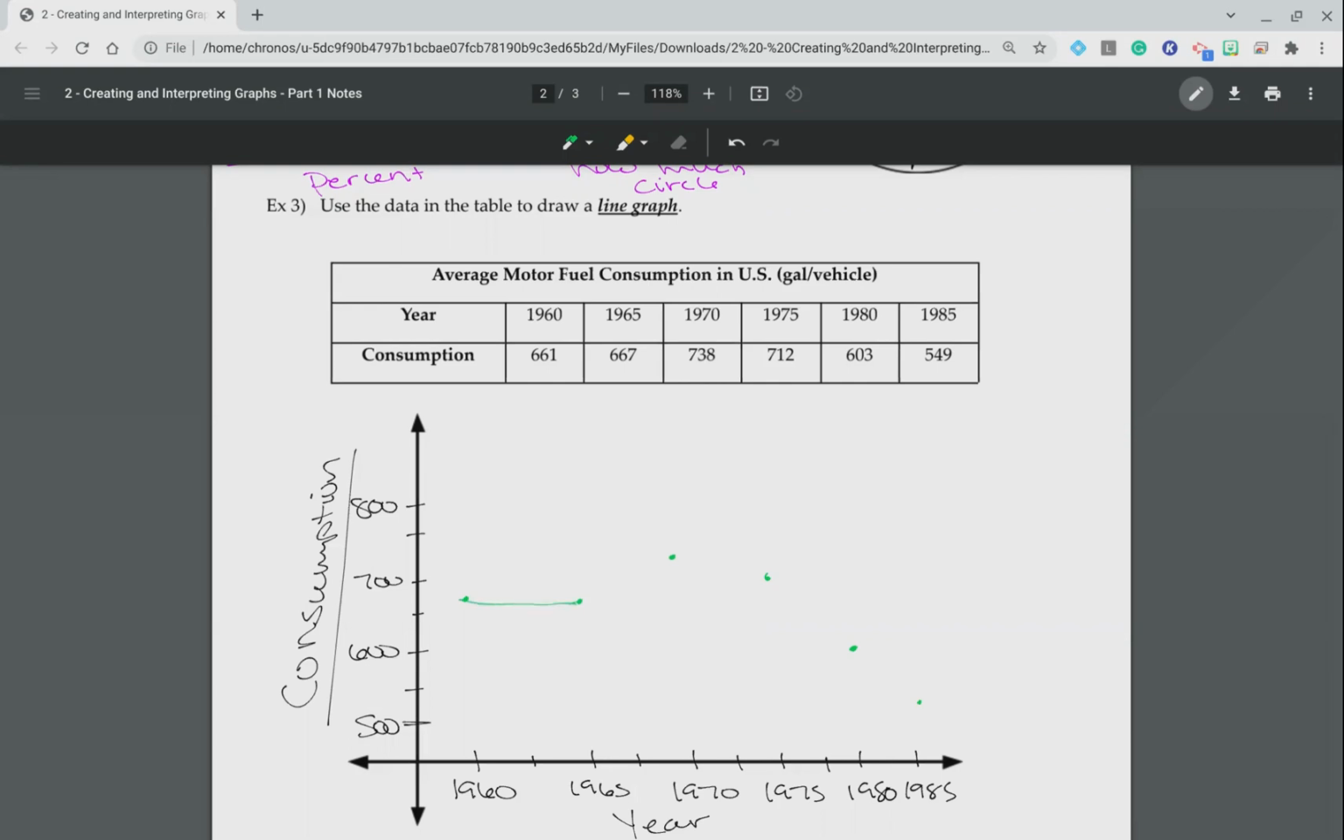Then we connect the dots. And now we can see a trend here. Remember, line graphs are used to show change over time. Whoa, I can't hit that last dot. So what this is showing us is that between 1960 and 1985, the fuel consumption has gone down.